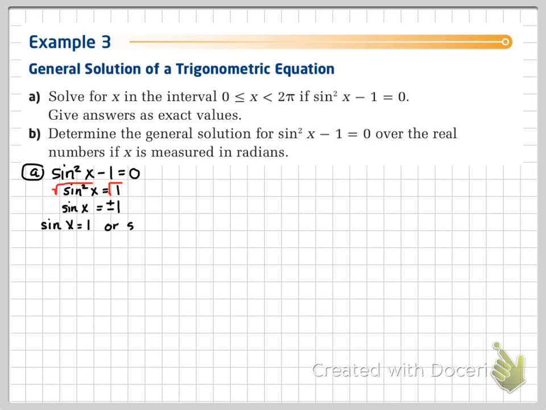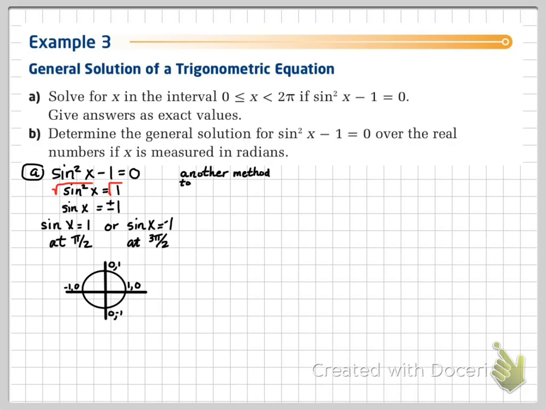Now, sine of x is going to equal positive 1, or the sine of x is going to equal negative 1. Sine of x is going to equal 1 at pi over 2. And the sine of x is going to equal negative 1 at 3 pi over 2. Remember from our unit circle, pi over 2 is going to be the point (0, 1), and 3 pi over 2 is the point (0, negative 1).